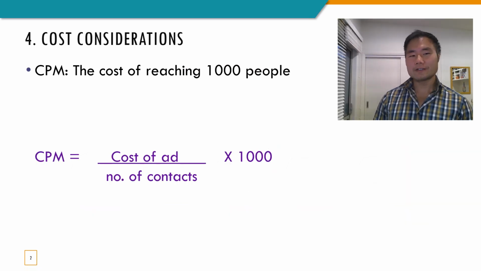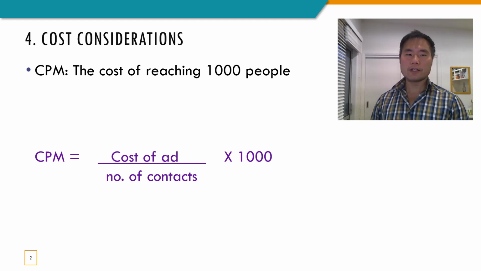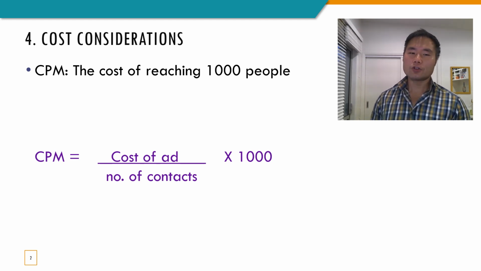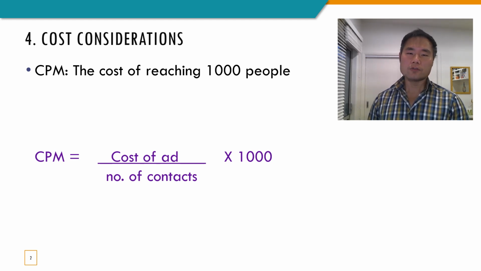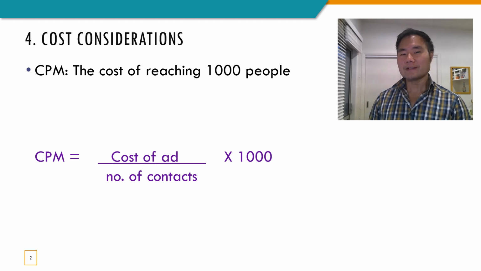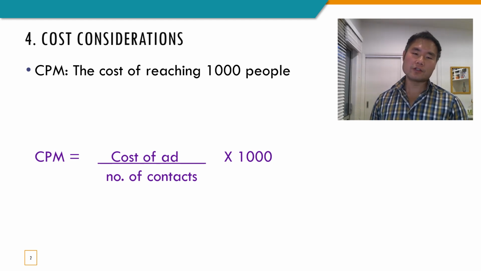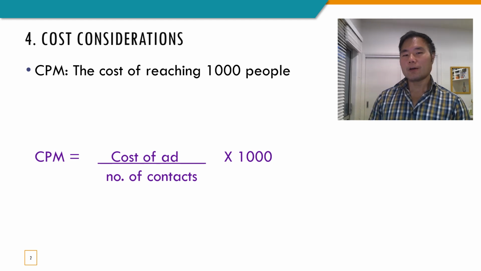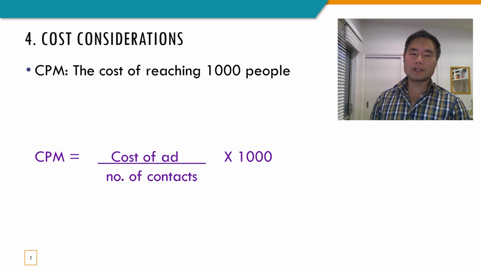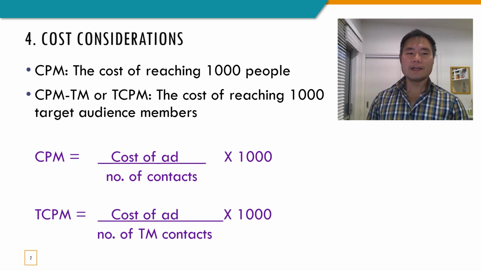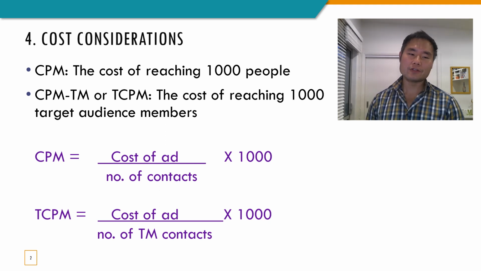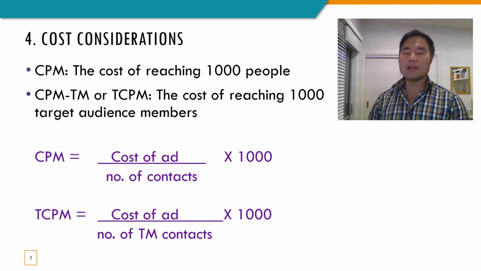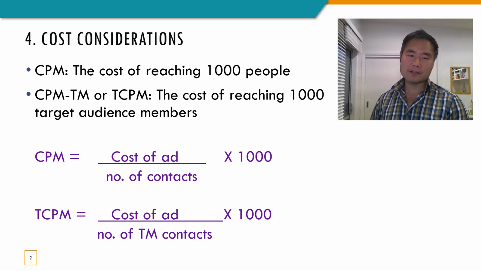So cost considerations. The example I have there is cost per thousand in terms of something like a magazine ad or sometimes a TV ad. So basically for any media that you select, there's the option to try and figure out what it costs to reach 1,000 people. The other similar metric for measuring cost efficiency is your cost per thousand targeted audiences, or TCPM is the acronym that's used. So that's your targeted cost per thousand.